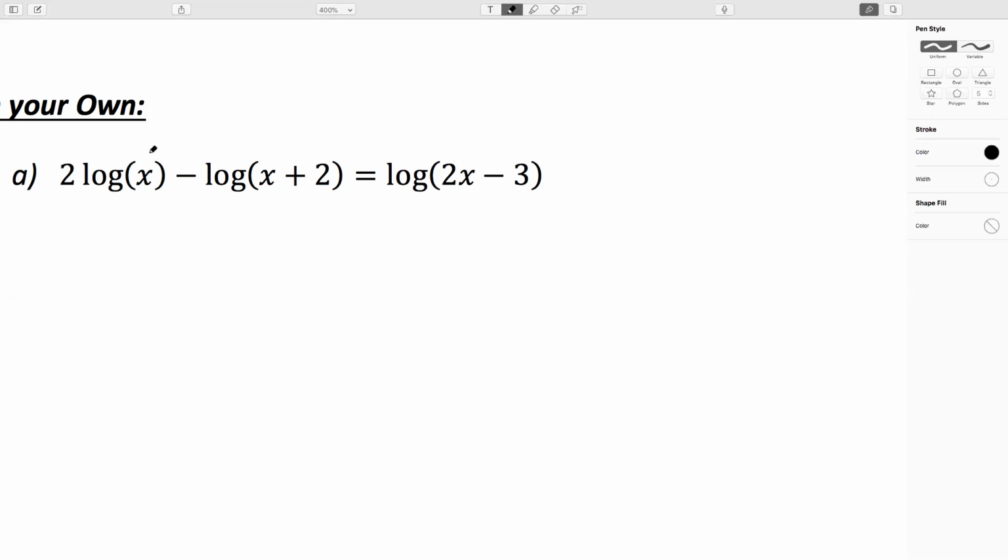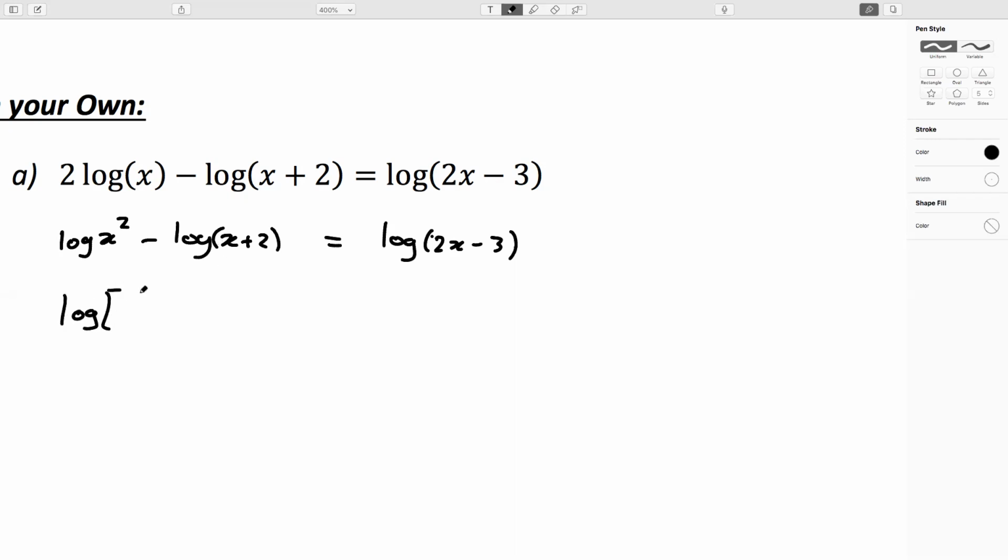We need to move the 2 into our exponent first. You can't join them together until you've done that. So we can write this as log of x squared minus log of x plus 2 equals log of 2x minus 3. Now we join these together. This is being subtracted, so it's a denominator. So the left-hand side is log of x squared divided by x plus 2. This is going to equal log of 2x minus 3.